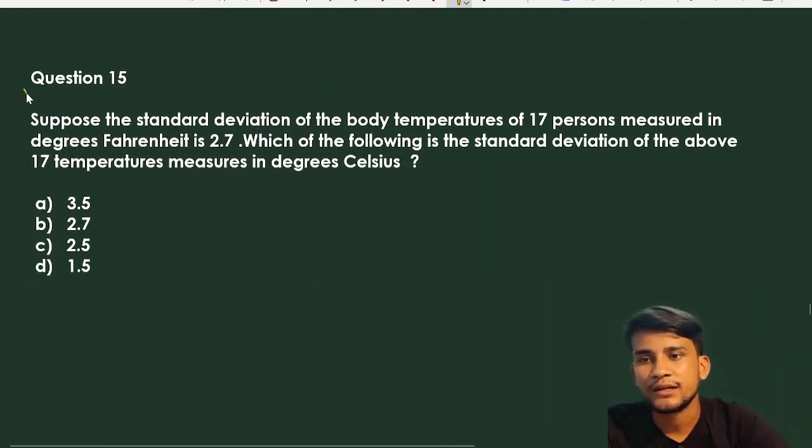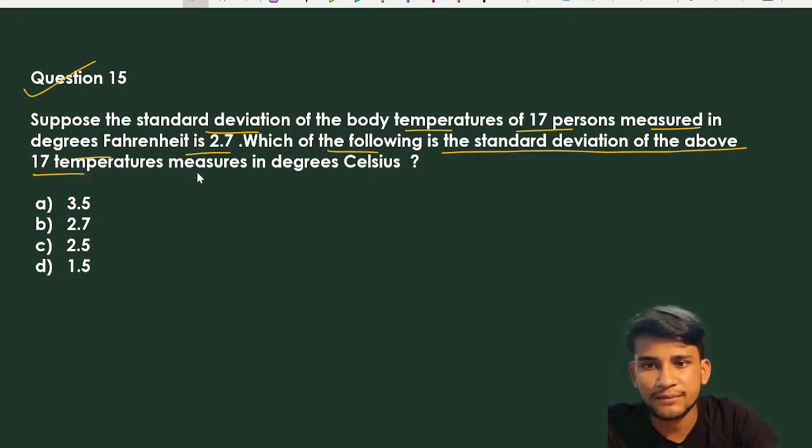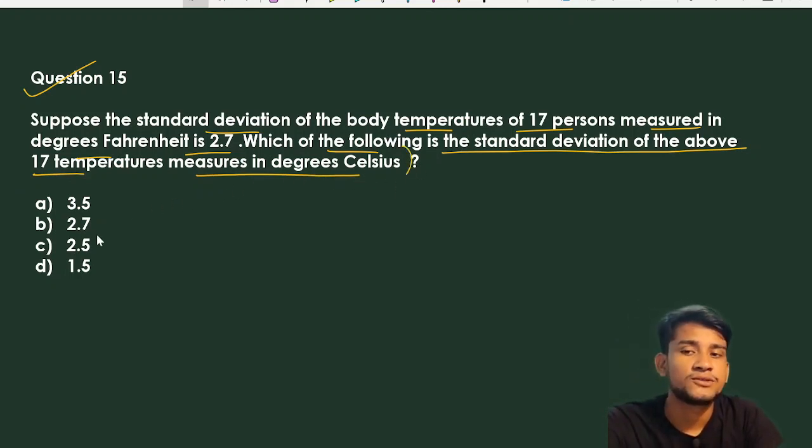Question number 15 says that suppose the standard deviation of the body temperature of 17 persons, measured in degrees Fahrenheit, is 2.7. Which of the following is the standard deviation of the above 17 temperatures measured in degrees Celsius? I skip this question because I can't understand it properly. I tried it with various approaches, but the question is still not solved by me.